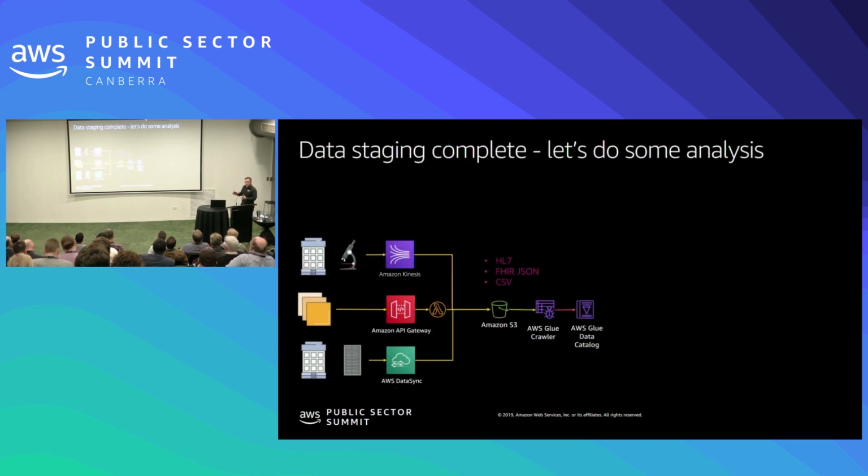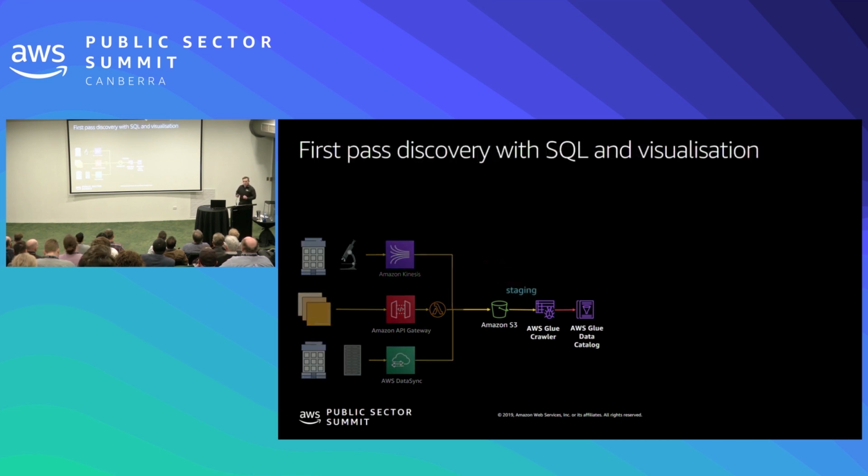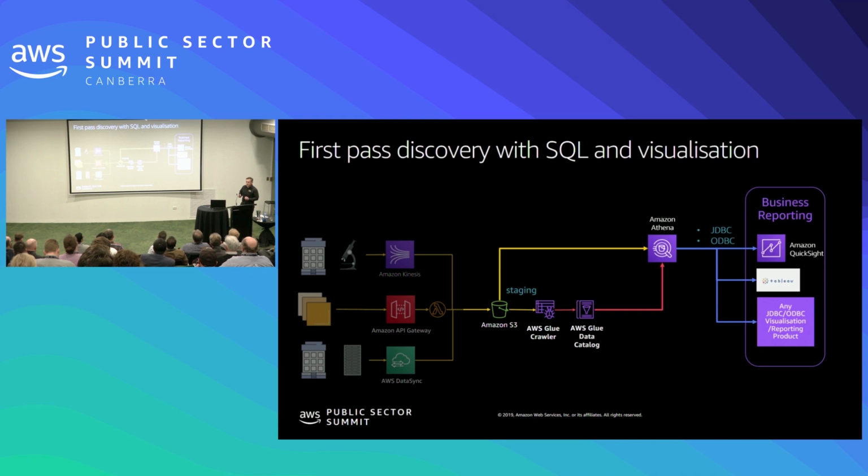So we've done our staging now. We've got a nice, clean, validated data lake to start working with. We've got a populated data catalog that's been populated automatically through our crawlers. Now it's time to do some analysis. And generally, a good place to start with the analysis is good old SQL, reporting and visualization. And the way we're going to do that is we're going to use a service called Amazon Athena.